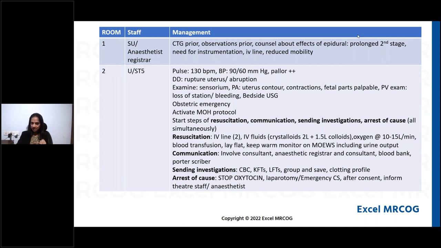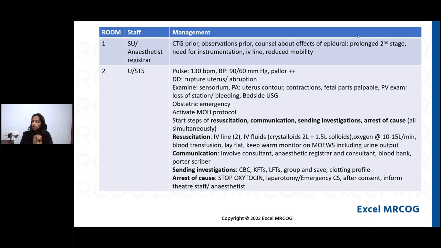Then, once you have done this, go in a stepwise manner. Once you have done this, you declare to the examiner, draw his attention, because examiners are assessing multiple students, and if you keep on talking, they may not even register what you're saying. Okay, so declare that this is an obstetric emergency and there may be bleeding, right? There is pulse of 130, BP is 90, so there may be bleeding internally, right? So what you would do, okay, you would activate the MOH protocol in this case. Okay, you need blood. You do not know at this point of time what is happening with the patient. Even if you do not know, it is either abruption or rupture. You have to activate the MOH protocol if it is either of these cases.